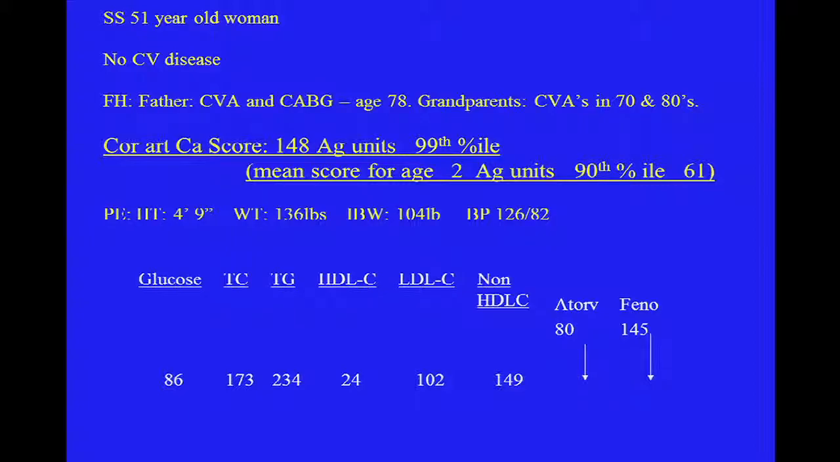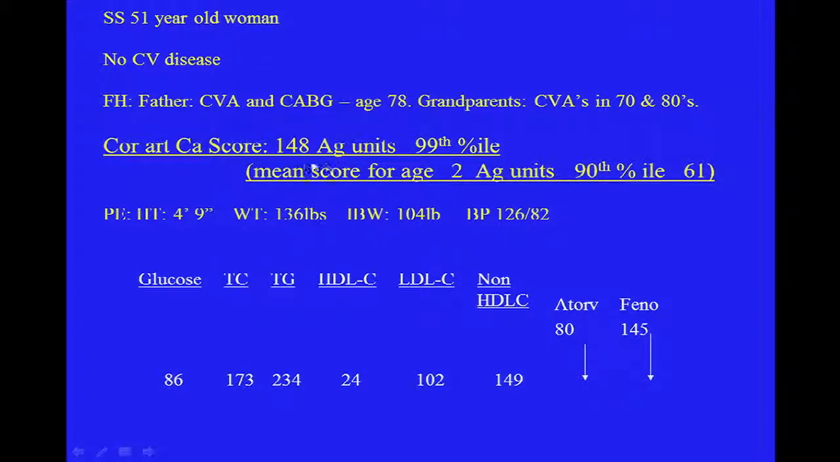So let's take a look at this woman and see what you want to do with her. She's 51. She has no cardiovascular disease, but her father had a stroke and bypass at age 78, fairly late. Grandparents, 70s and 80s. She had a coronary calcium score, which is helping me more and more determine risk in people, I can tell you. All I can do is use risk factors, but you always have these sort of clouds that you're not quite sure of what's going on.